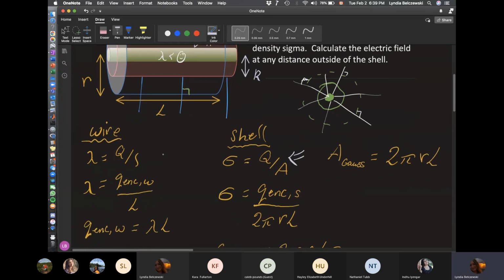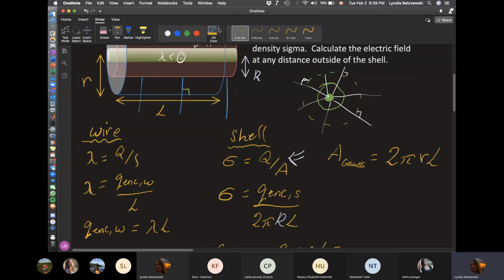I'm going to keep my corrections in this lavender color, so you can pick out what's different. So the area of the Gaussian surface is 2 pi little r L. That's the area of the Gaussian surface itself. The area on the charged shell that's surrounded by the Gaussian surface, that's 2 pi capital R L, where L is the length of the Gaussian surface. There's only one L.